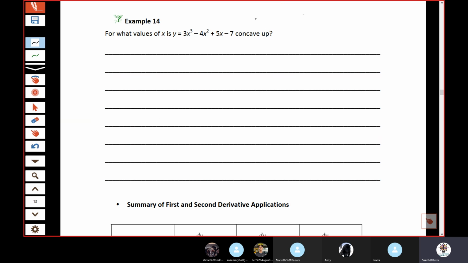Concave up, y double dash less than 0. True? Because it's a minimum. No, what? Greater than 0. Minimum. Concave up. Y double dash greater than 0. It's concave up. It looks like this. It's a minimum point.